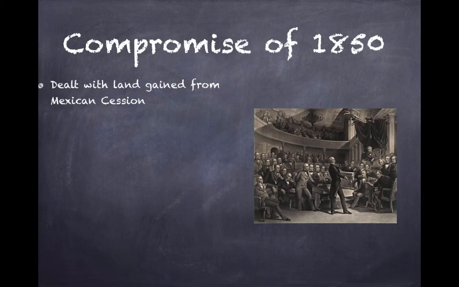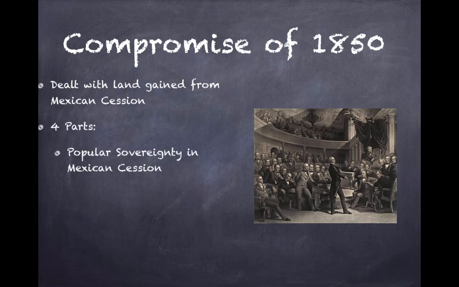This dealt with land gained from the Mexican cession. In the previous video, we talked about the Mexican-American War and Manifest Destiny. The Compromise of 1850 is going to settle how to incorporate that land or territory into the United States. So there are 4 parts you should be familiar with.